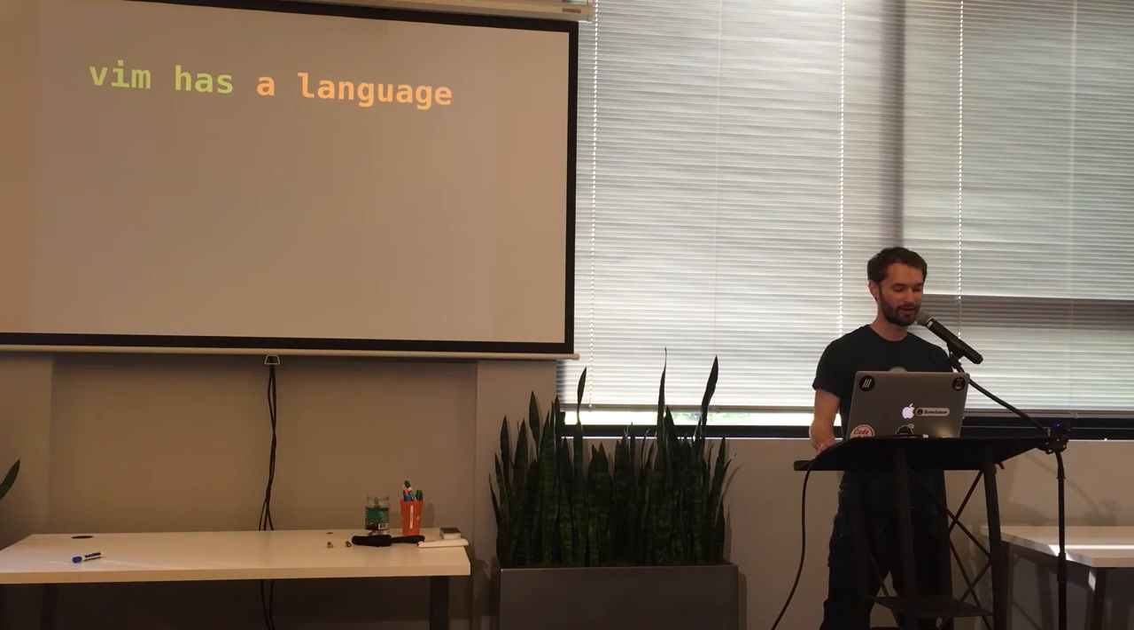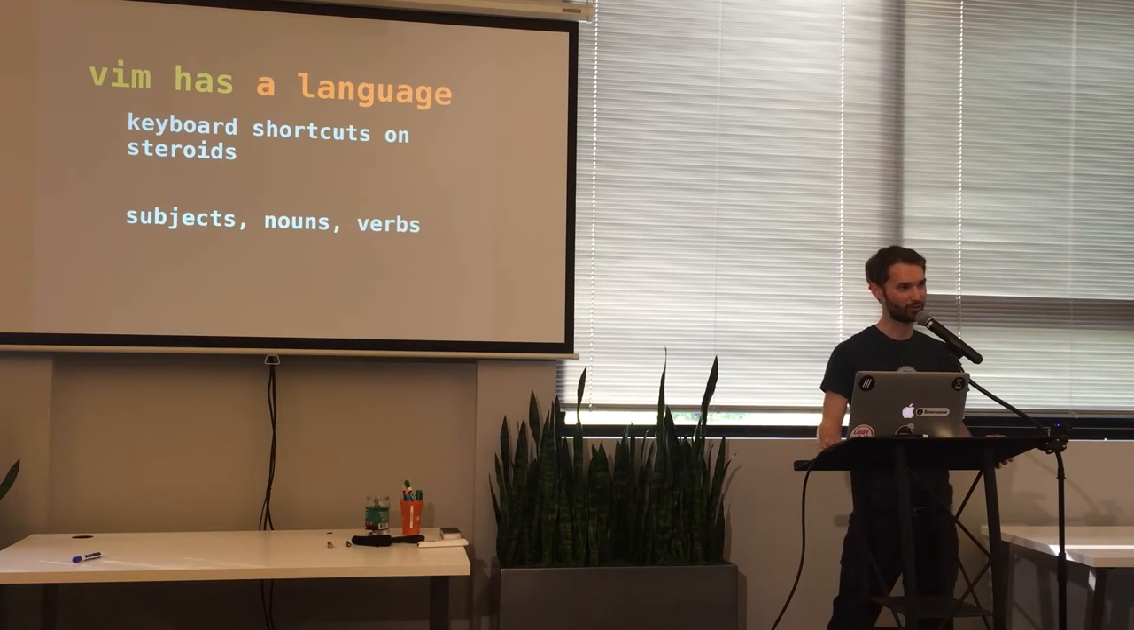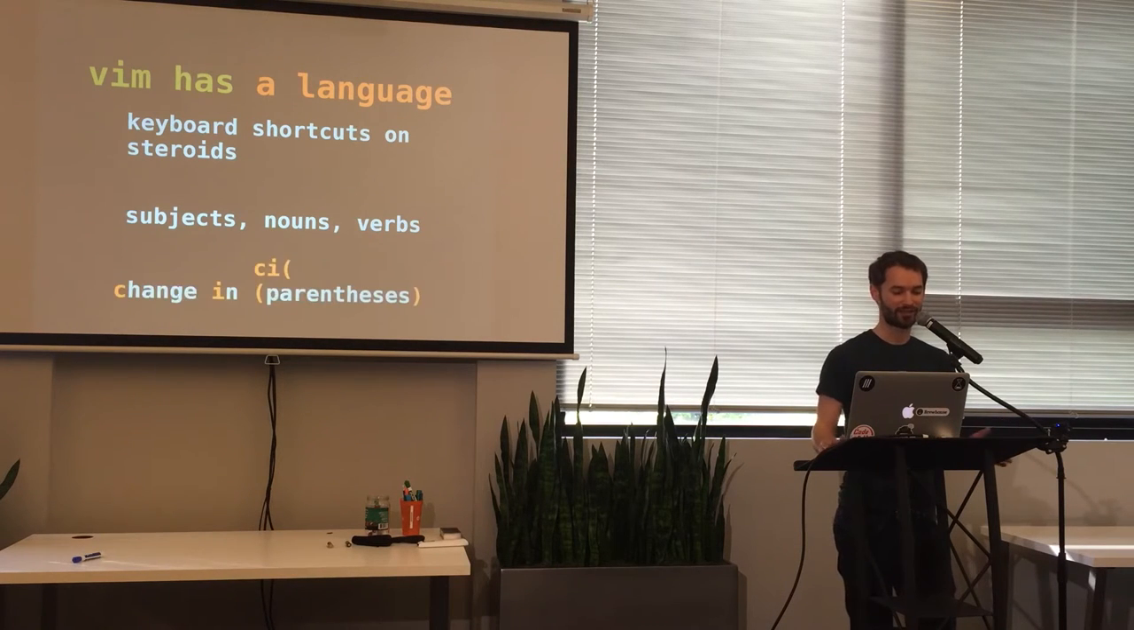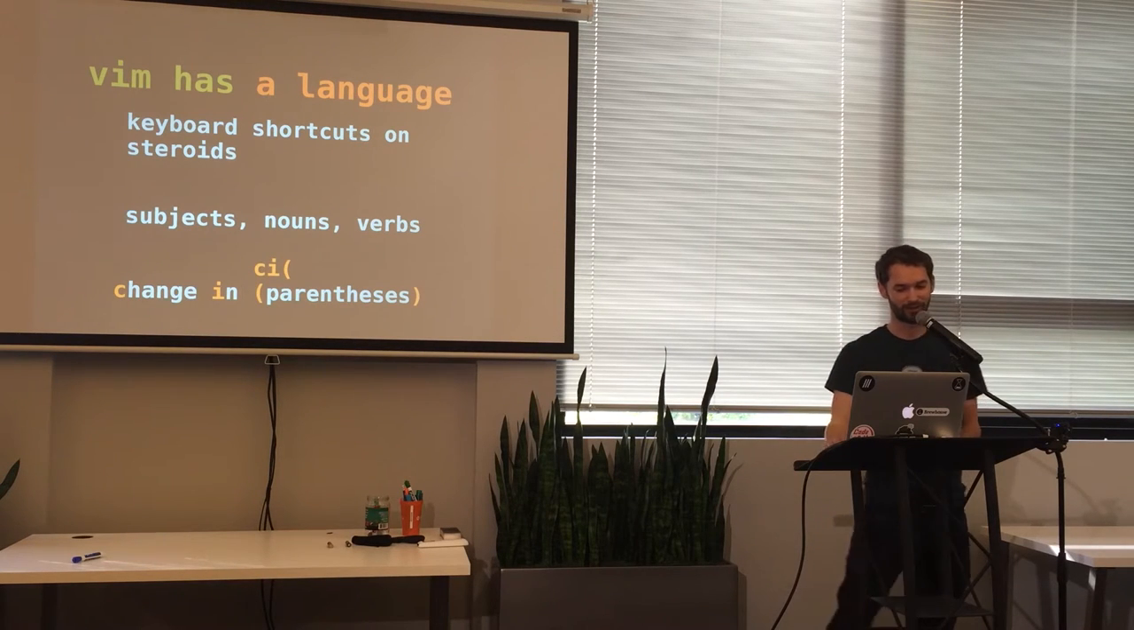Like I said, it's keyword shortcuts on steroids. So you interact with them through a constant series of keywords, which can be subjects, nouns, and verbs, kind of like a natural language, and you can combine them to do really powerful things. So for instance, if you do CI bracket in Vim, it kind of translates to change in parentheses. So instead of selecting something between two brackets or braces, you can do this and then start typing. So small shortcuts like this really help your productivity once you get used to them.